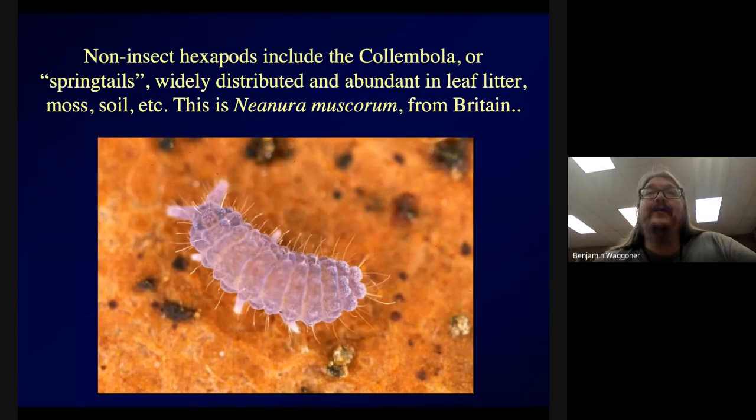Non-insect hexapods include groups like the Collembola, aka the springtails. This is just one of them. It's a British one. None of these are parasitic as far as I know. This is just a reminder that not every hexapod is an insect.